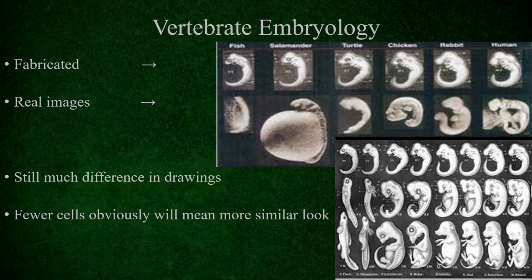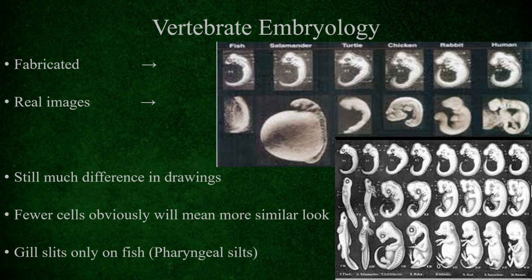Pretty obvious. And with fewer cells, we would obviously expect there to be a more similar look. Obviously, the fewer cells there are, the more similar creatures are going to look than they do with a lot more cells. That's just basic anatomy and logic.